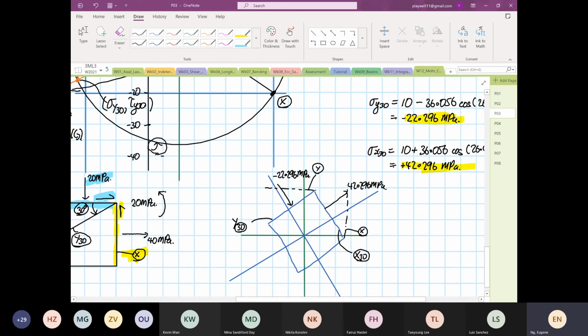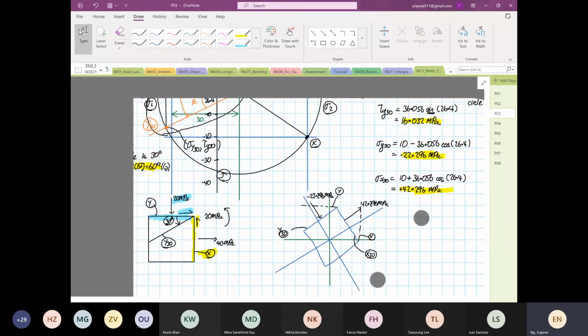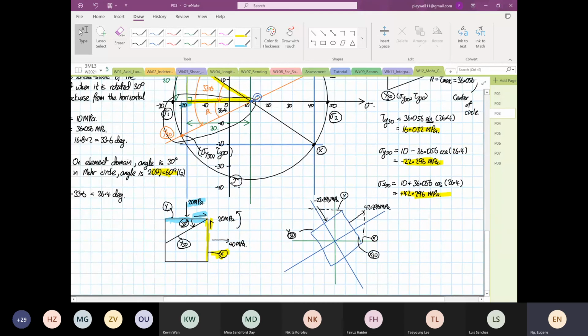It's the shear, it's not difficult, but you have to look at how your element will rotate. Let's look at y30 first. I'm going to highlight y30. Regarding the shear, we know the shear is, sorry, the shear is 16.032. We know that the shear is 16.032.